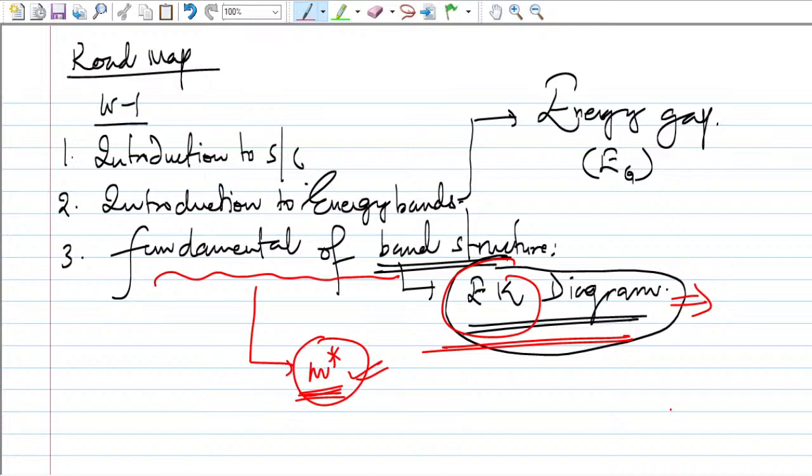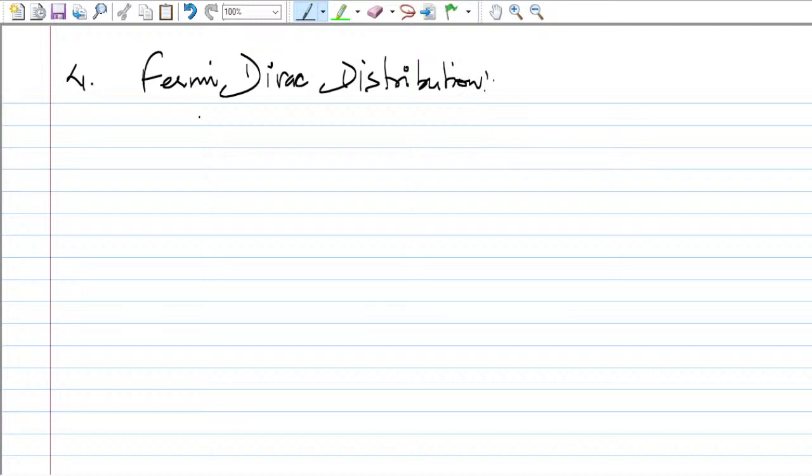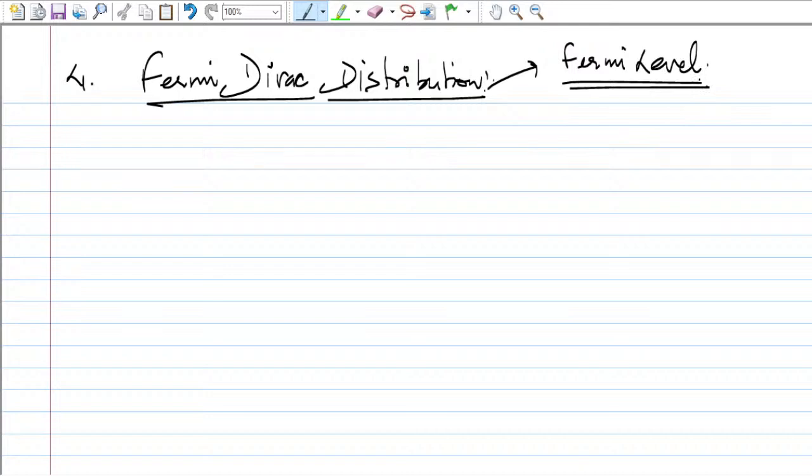And next, the fourth topic will be the Fermi-Dirac distribution. What is the need of the Fermi-Dirac distribution? The Fermi-Dirac distribution tells us the probability of charge carriers, the probability of whether electrons are present above a certain level or not. It's just statistics, finding probability. Here we will talk about the Fermi level and introduce it into the energy band diagram.